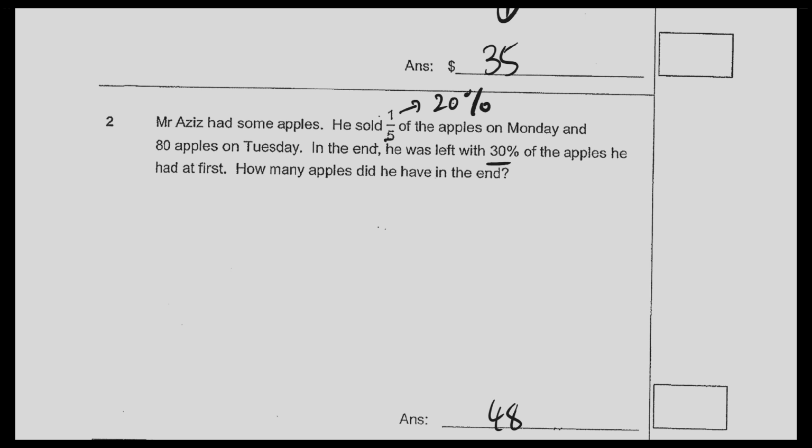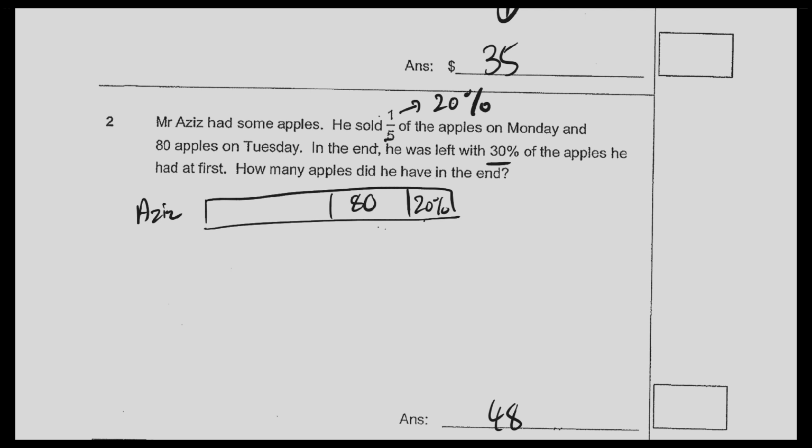Right. So now let's essentially just draw a model, and we see what the whole situation is like. So he sold 20% on Monday and 80 apples on Tuesday, and in the end he was left with 30% of the apples he had at first. How many did he have in the end? So this is in the end, right? This is what we want to find.